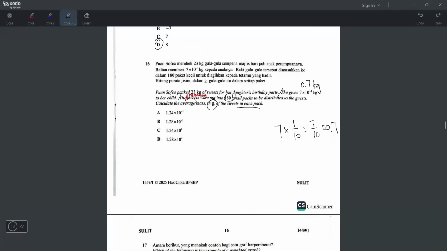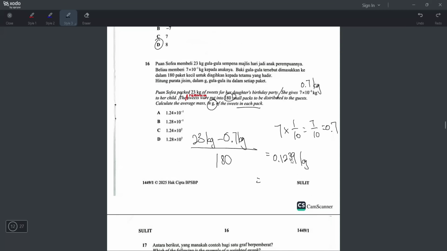Alright, let's find out the remaining sweets. So you have 23 kg. You start with that. And then you give away 0.7 kg. And then the remaining you put into 180 small packs. So you divide by 180. But when you press this, you will get it in kg. Okay, and then later you have to convert to gram. So let's press this. What do you get from here? 0.1239. Okay, of course you have to convert to gram, so you times 1000.